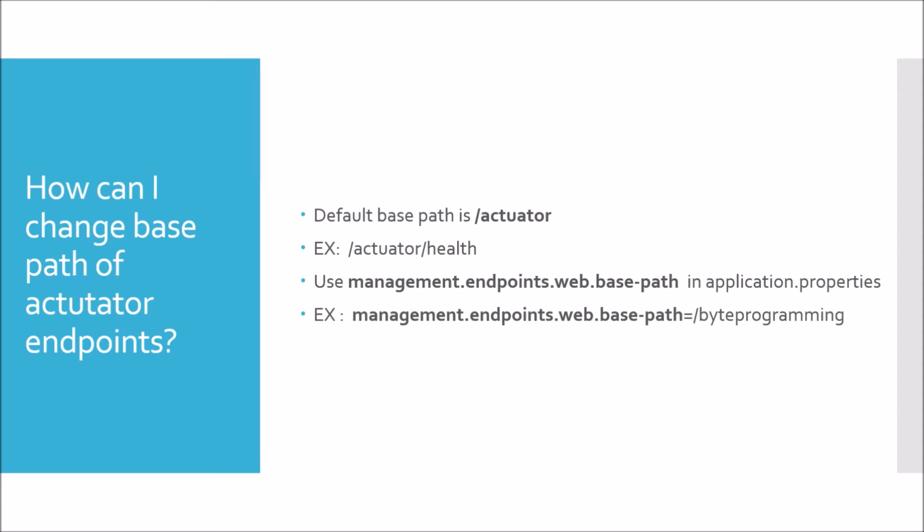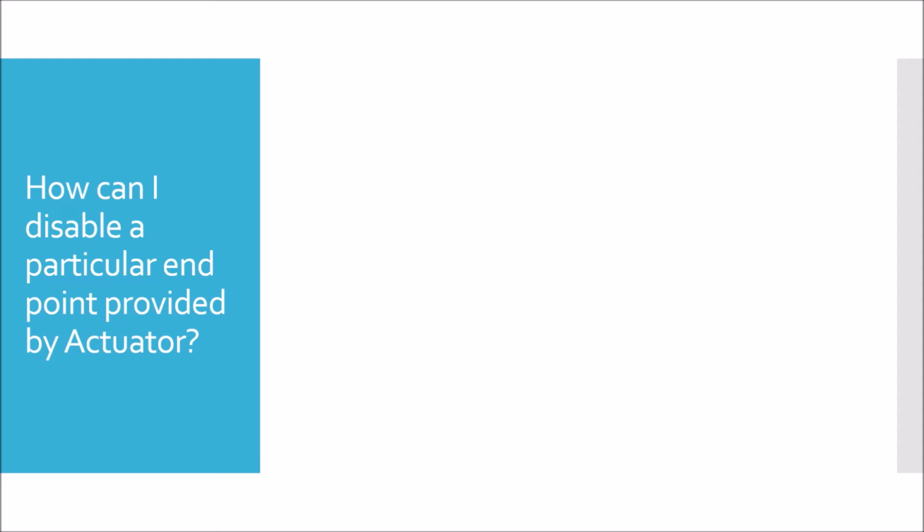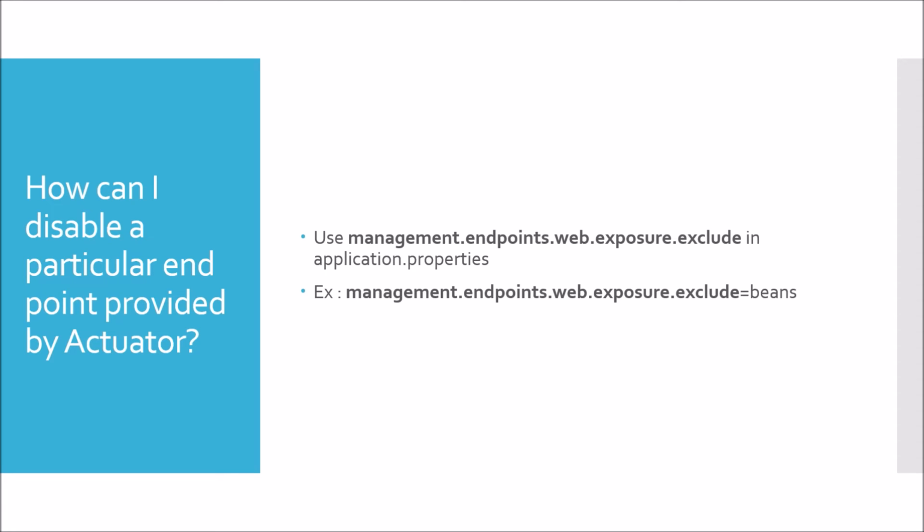Moving to next question. Can I disable a particular endpoint provided by Actuator? In order to disable a particular endpoint, you can use management.endpoints.web.exposure.exclude in application.properties. For example, management.endpoints.web.exposure.exclude=beans. Moving to next question.